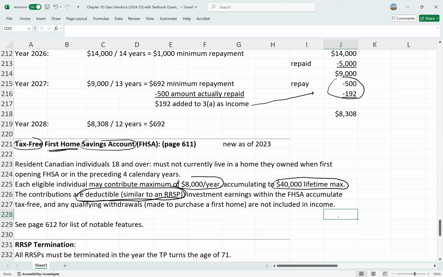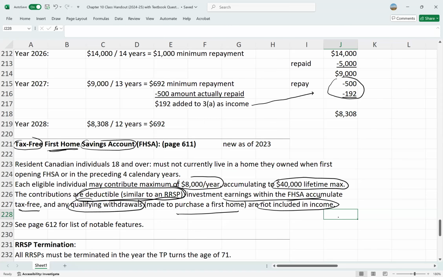Also, the earnings accumulate tax-free. And then when you take the money out, it's not included in income. But once again, the money taken out must be to purchase a home. So once again, there are penalties. If you do take the money out and you don't purchase a home, there are penalties that are incurred. But this allows Canadians that are 18 and over to start putting money into this account.